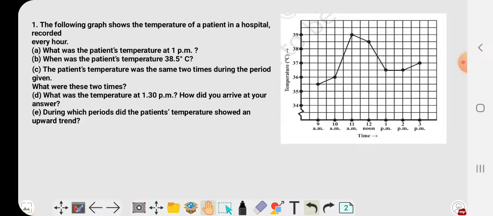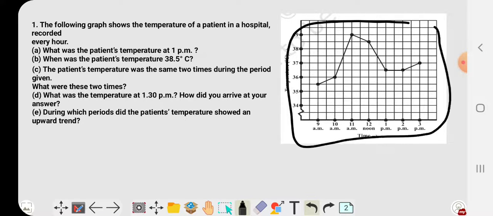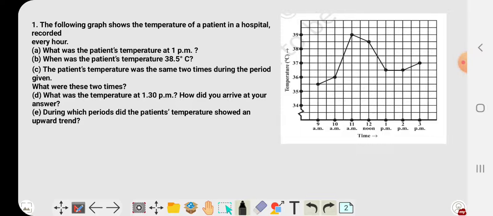The following graph shows the temperature of a patient in a hospital, recorded every hour. In this graph, the patient's body temperature per hour is recorded and represented in the form of a line graph. This is a kind of line graph because you can see lines here.